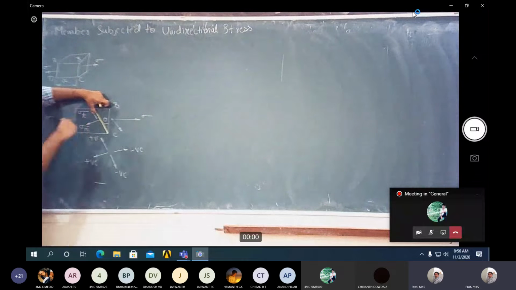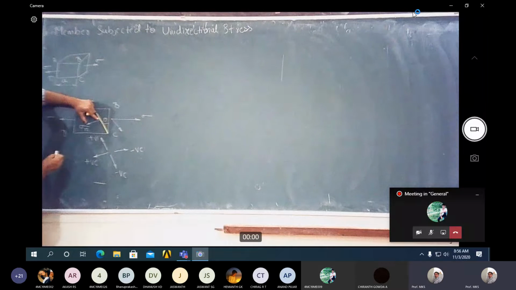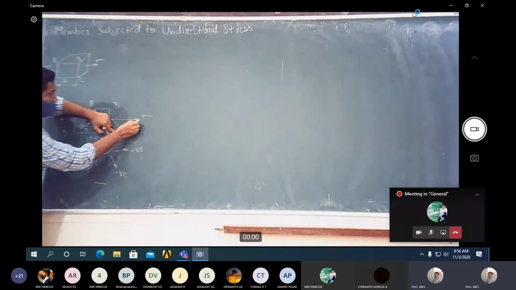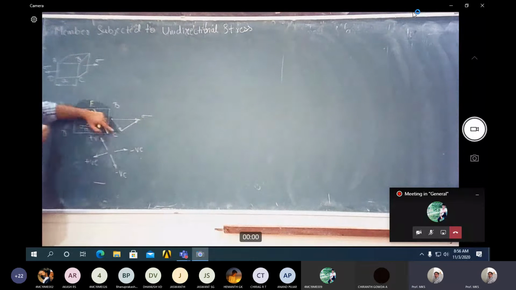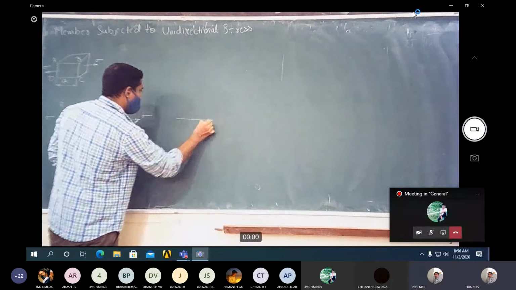Next, you resolve another component with respect to normal stress. From the ending point, you draw one more line parallel to the normal stress. One is parallel to the tangential stress, another is parallel to the normal stress. It should close this loop. So this is one method. You can do it in the other direction also.